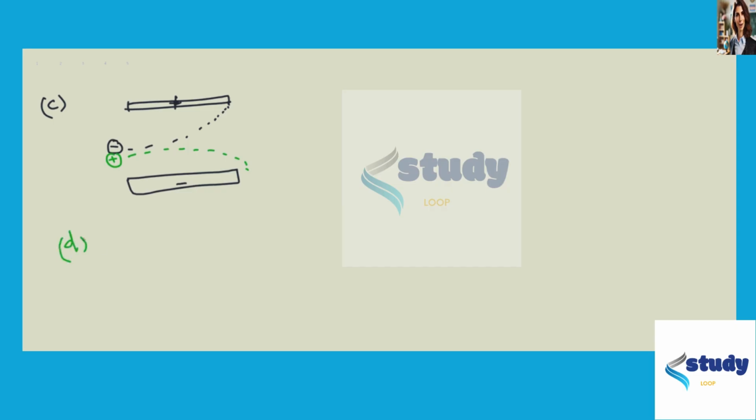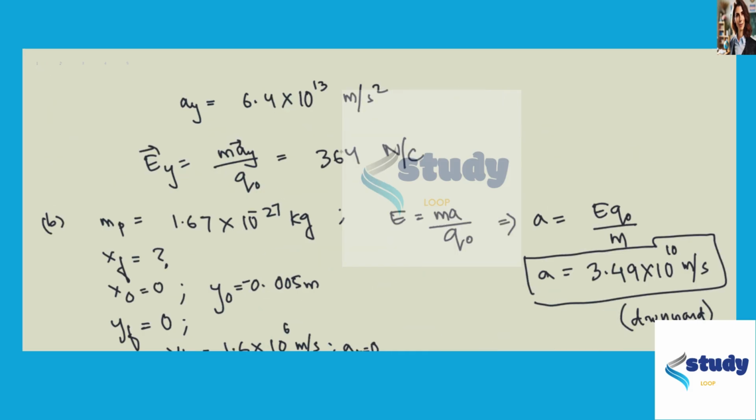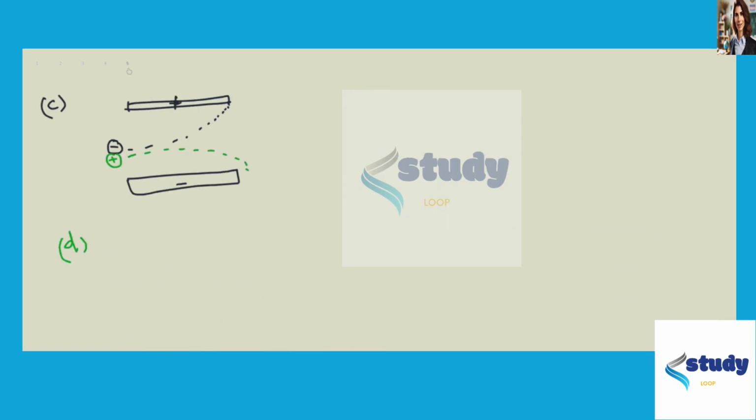And for the last part, whether or not to ignore the effects of gravity, you can ignore the effects of gravity on each particle because the acceleration of gravity is negligible compared to the acceleration of each of the particles caused by the electric force. As we calculated, the acceleration for the electron came out to be 6.4 times 10 to the power 13 meters per second squared, and the acceleration of the proton came out to be 3.49 times 10 to the power 10 meters per second squared. These two values are very much greater than the acceleration due to gravity. So we can ignore the effects of gravity on each particle here.